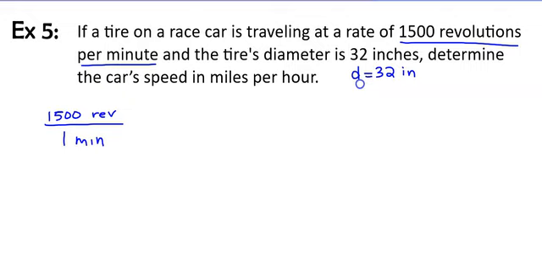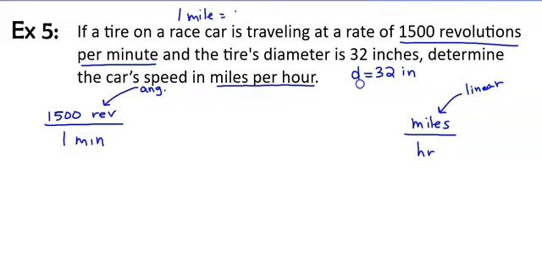Okay, so we want to finish here, miles per hour. So miles per hour. All right, so let's think about what we're doing here. We're starting with revolutions, which is angular. We are finishing in miles, which is linear. You measure miles by measuring a straight line. Okay. One more thing we might need here is that 1 mile is 5,280 feet. I don't know if you know that or not, but I have a feeling that we're going to need that.